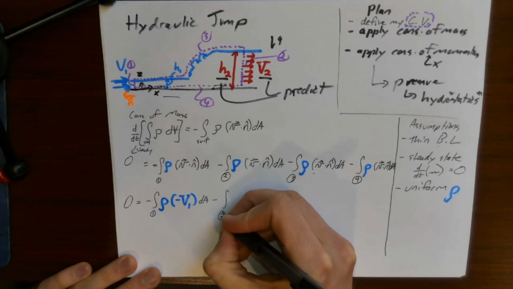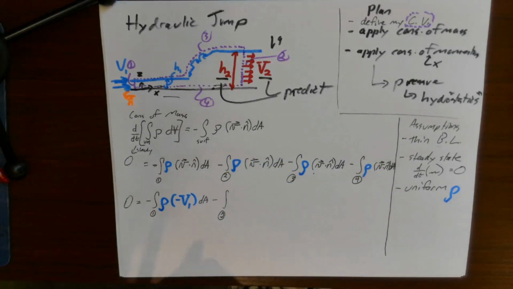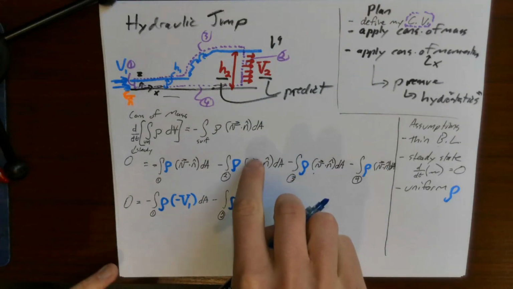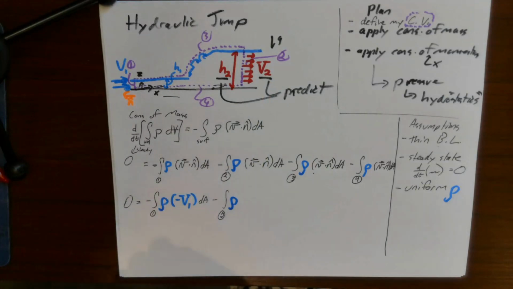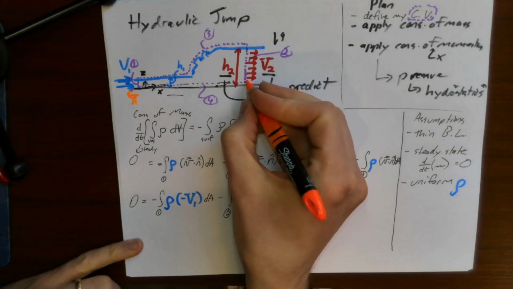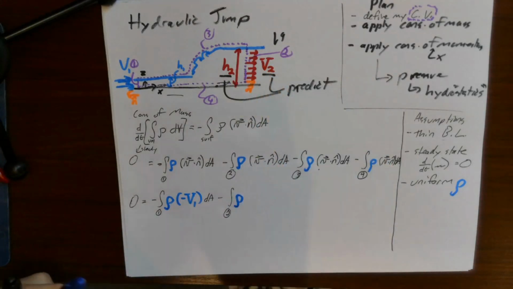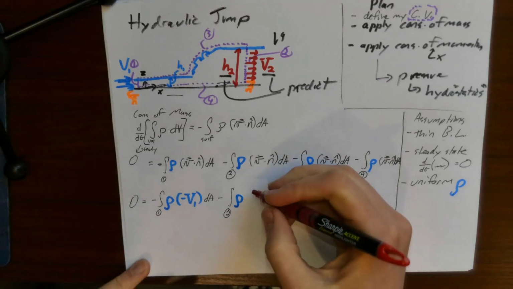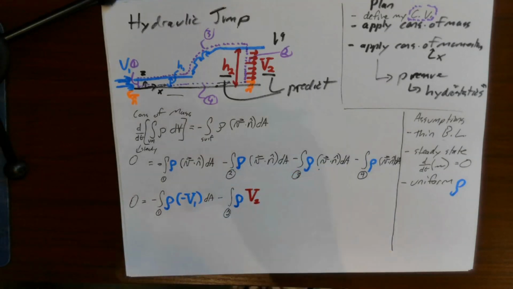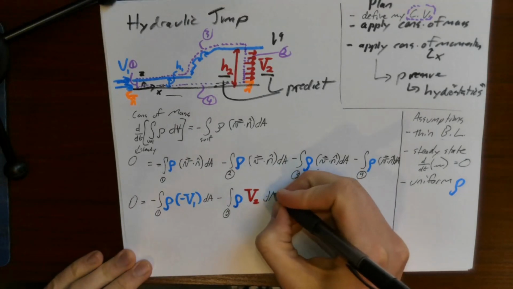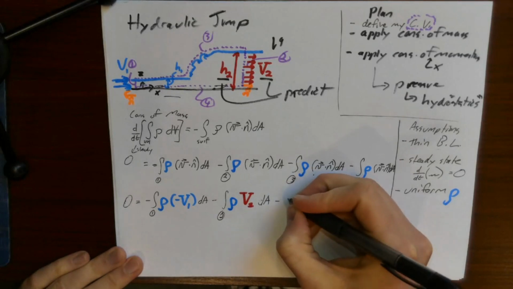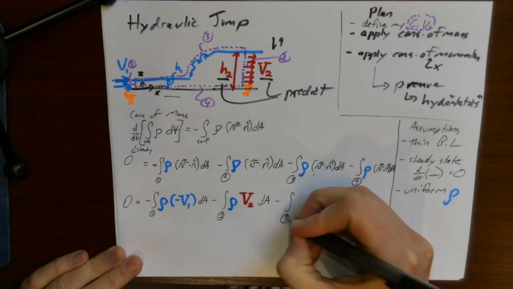We're going to have surface 2, and over surface 2, I have rho still, and n points to the right because it's my outward pointing normal on surface 2, and v2 points to the right as well, so their dot product is going to have a magnitude v2 and it's going to be positive, dA.